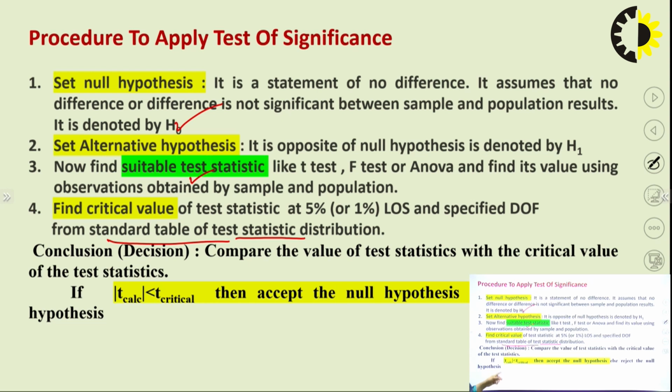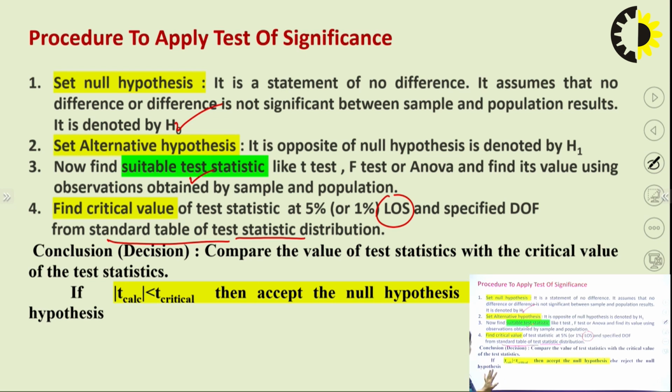Now here we can see three important words. The first one is critical value, next level of significance, LOS stands for level of significance, and then DOF means degree of freedom. In the next slide we will discuss these three terms. Okay. Here in this slide we can focus only on the procedure.